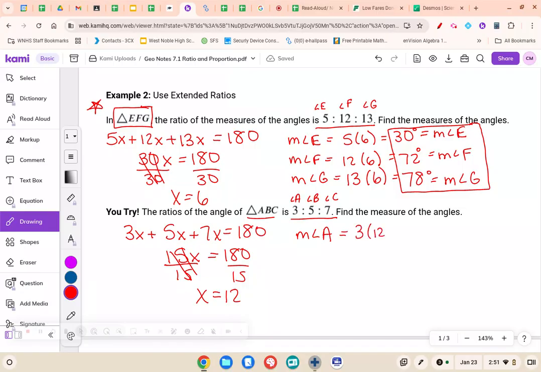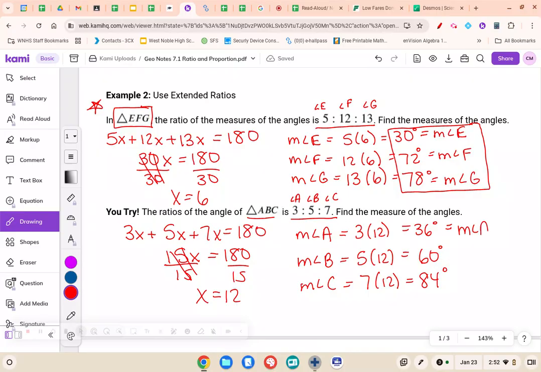It's 3 times 12, which is 36. The measure of angle B is 5 times 12, which is 60. And the measure of angle C is 7 times 12, which is 84. And once again, if you do add these up, you should get 180. And you can check me on that. You would indeed get 180.